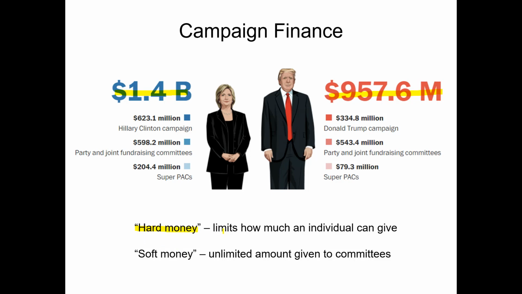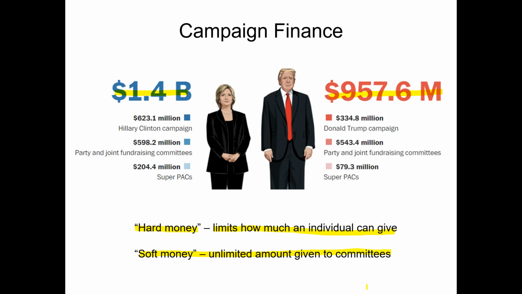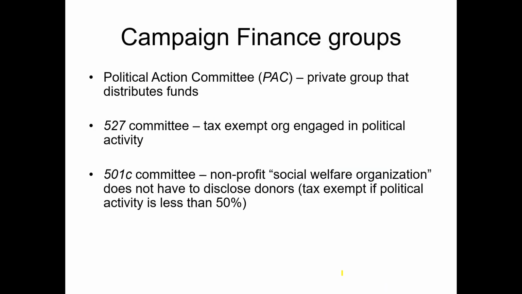Hard money is the money where there's a limitation on how much an individual can give. That is in order to minimize the chances for influence that contributor would have over that individual candidate. Soft money is the amount where it's unlimited that you can give to committees or groups, that then would dole that out to more candidates.